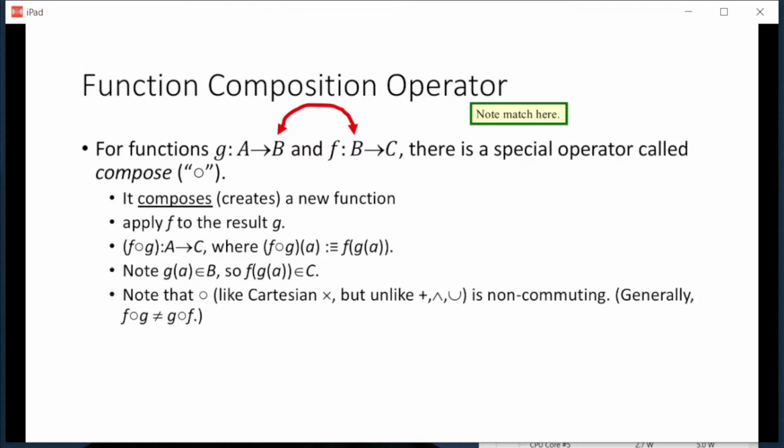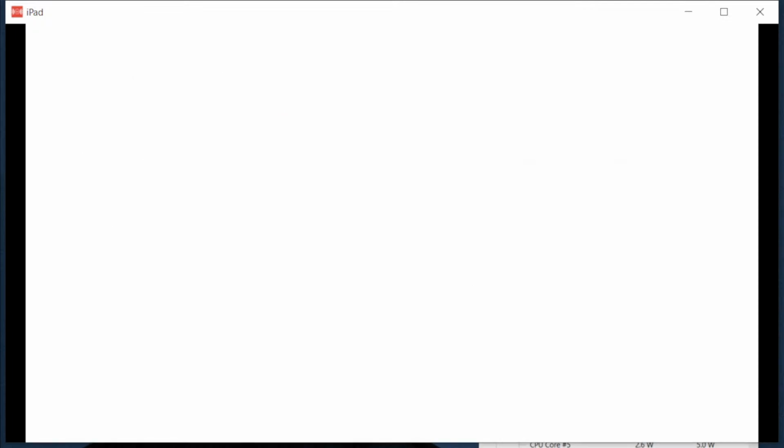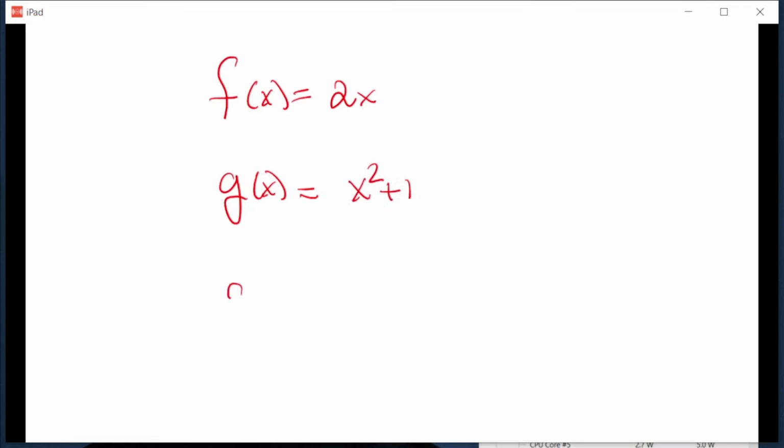You're already familiar with this from your days in pre-calculus or calculus, so let me remind you of this. Let's say that f of x is equal to 2x, and g of x is equal to x squared plus 1. I want to know what is f of g of x. So take a minute, write down what you think f of g of x is. Hopefully you remember. And might as well do g of f of x also. So we'll do both of those.